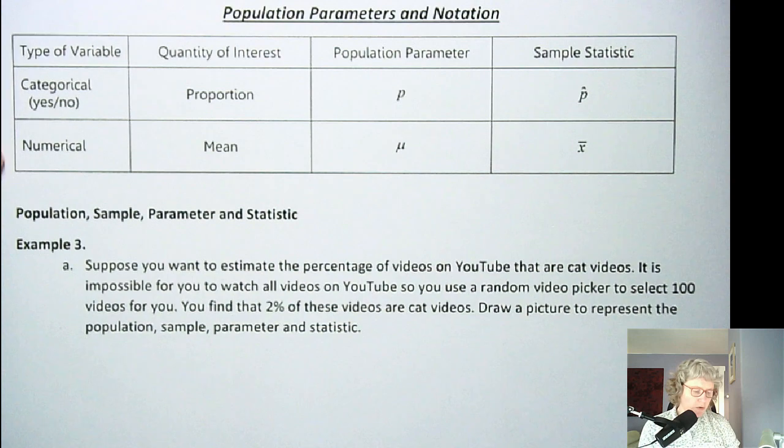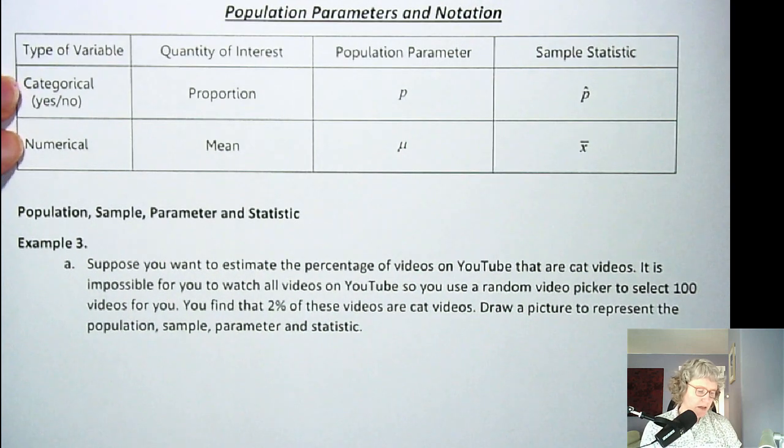So for the rows, we have the type of variable. We have categorical in the first row and numerical in the second row. So we were just talking about that in the last video. And then, so let's do categorical first.